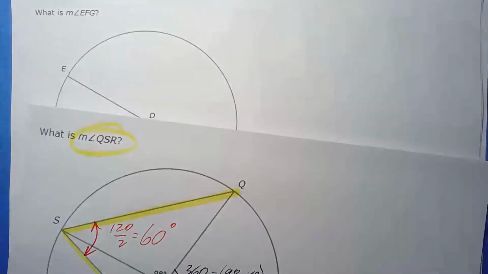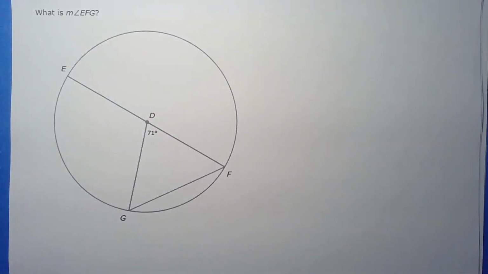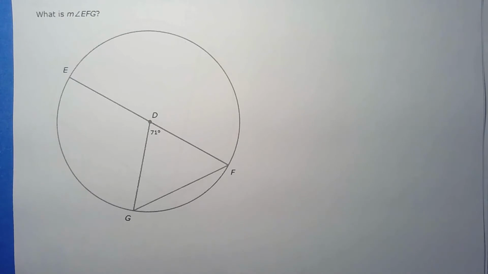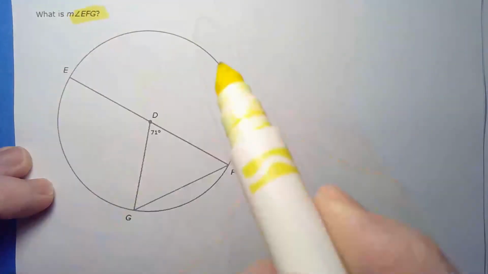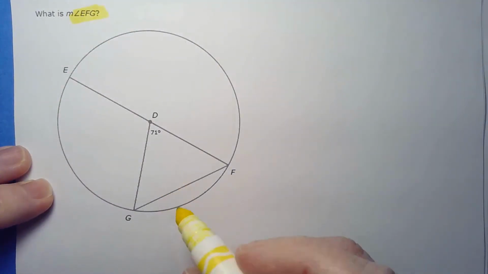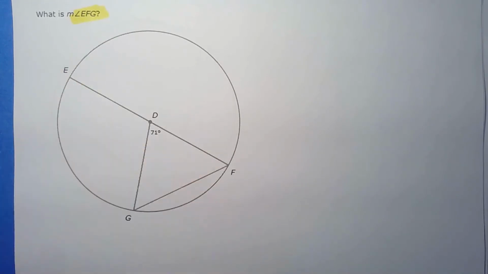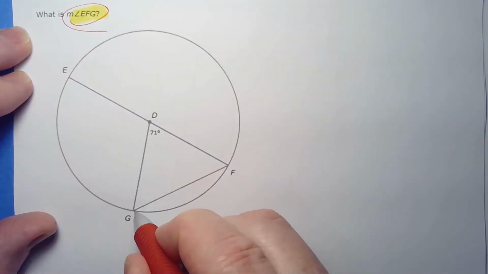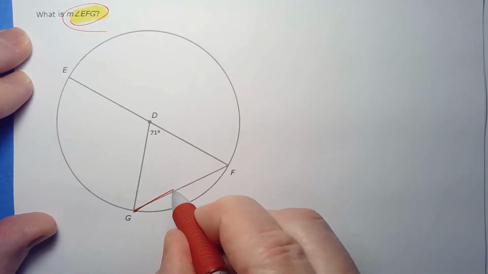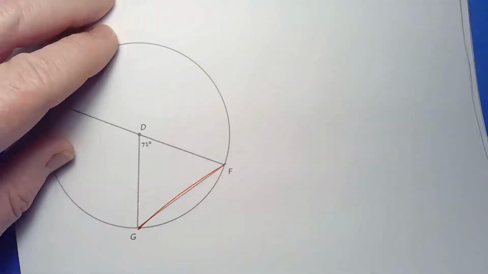Okay. All right, let's do another example. Here's another one. Now, this is one where, again, we're trying to find EFG. So this time, it's the inscribed angle I'm looking for. Now, let's carefully figure out what that is. I'm just going to do it in red. So EFG, it's over here.